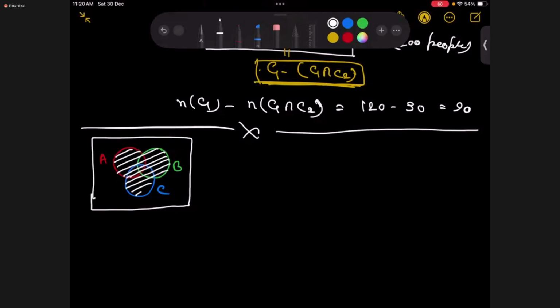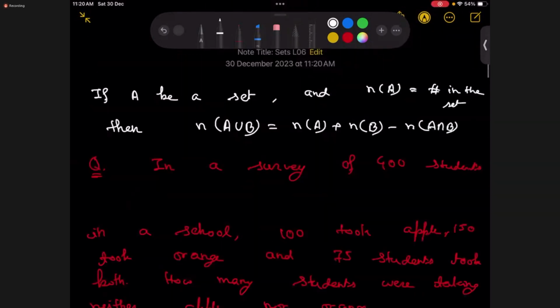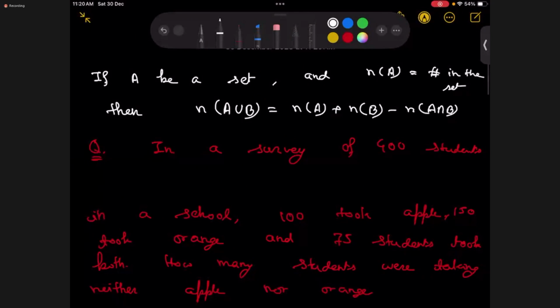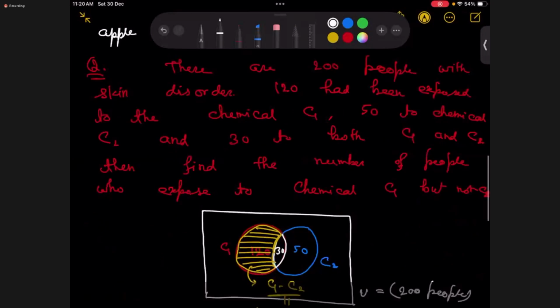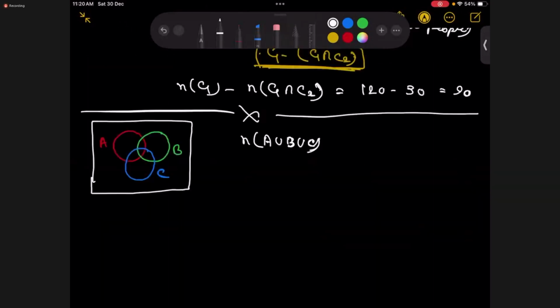This is A union B union C. So now we need to find what about N of A union B union C. First of all, we know the previous formula. We know this formula, right? So here we will use this formula to find the formula for A union B union C. So let us consider this as D.